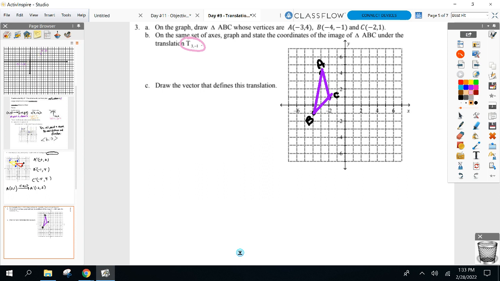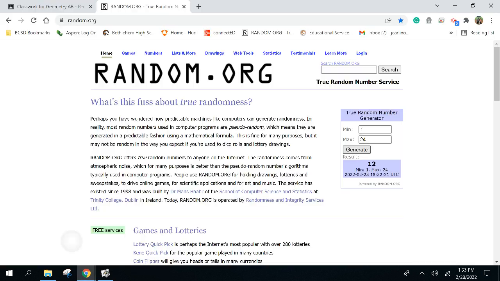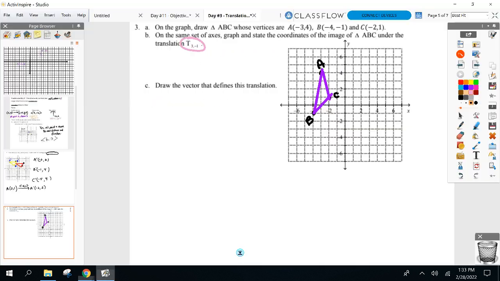Capital T tells me there's a translation going on. What's the subscript 3, -1 telling me? Where are all these points moving? 3, -1 in the subscript. They're all moving where? Right 3, down 1. Right 3, down 1.